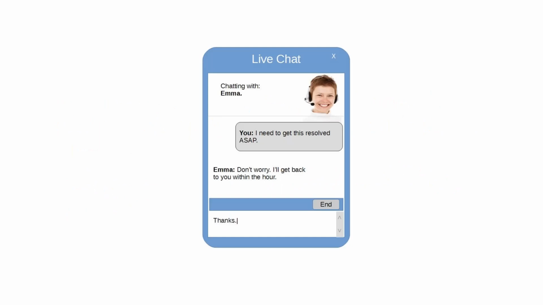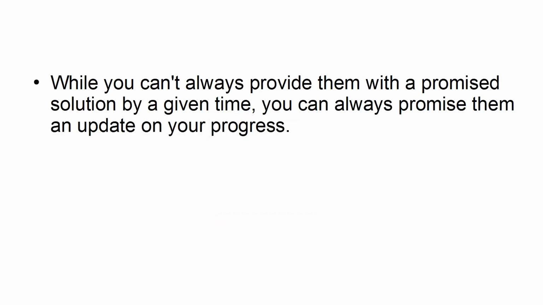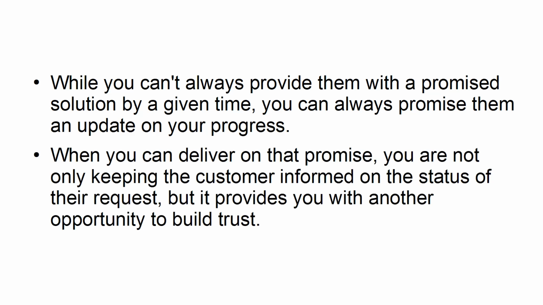Promise a result. In your initial live chat, even if you can't resolve the customer's issue right away, let the customer know exactly when they can expect to hear back from you. While you can't always provide them with a promised solution by a given time, you can always provide them an update on your progress. When you can deliver on that promise, you are not only keeping the customer informed on the status of their request, but it provides you with another opportunity to build trust.